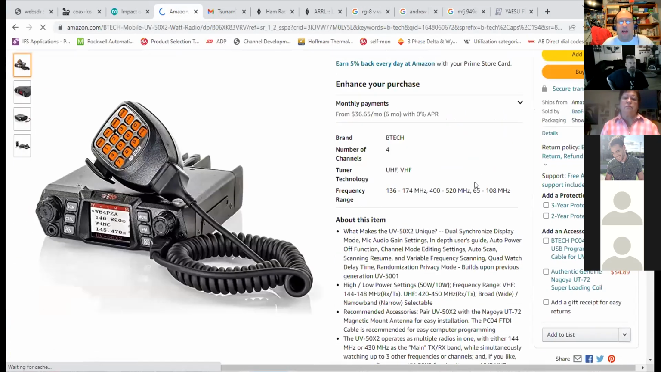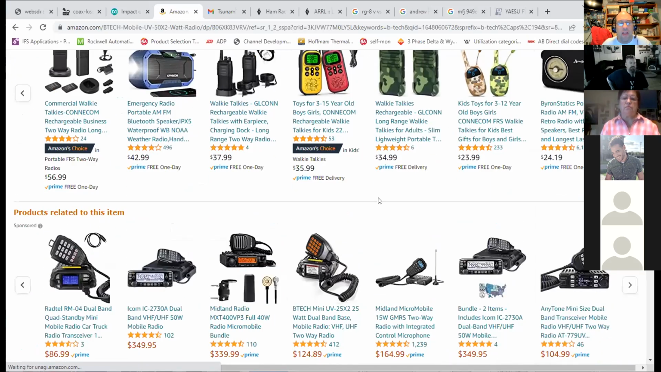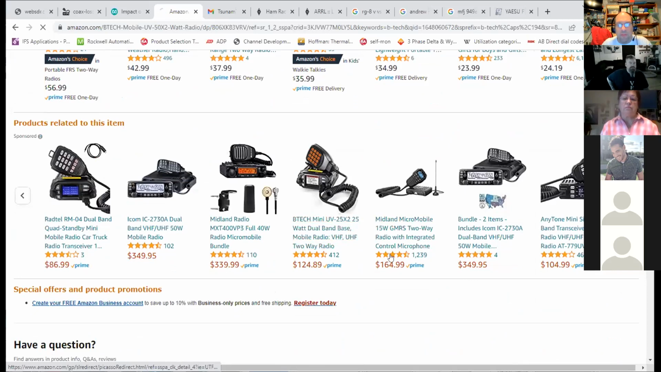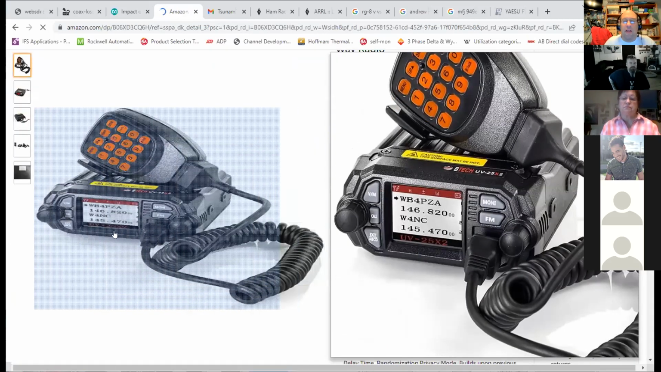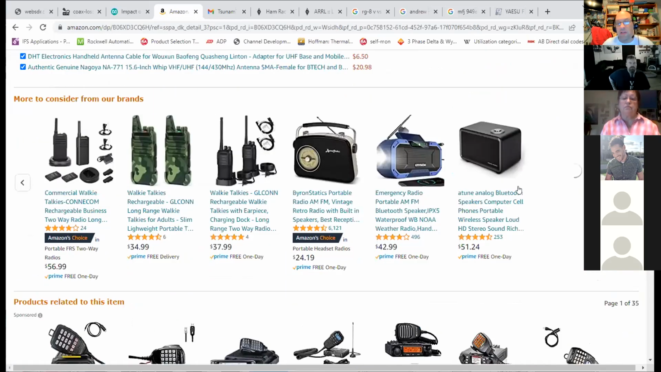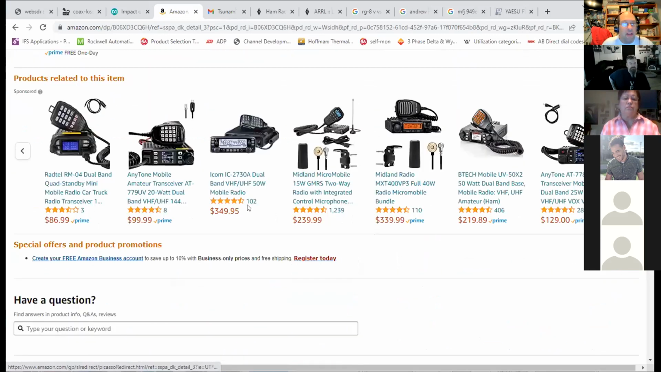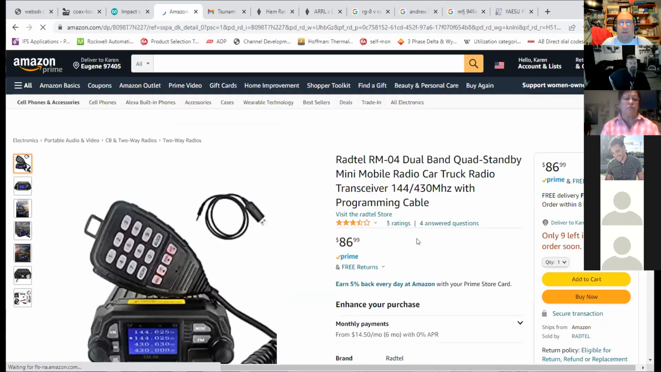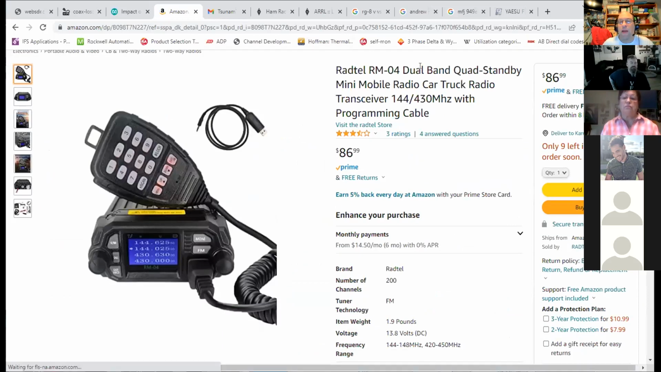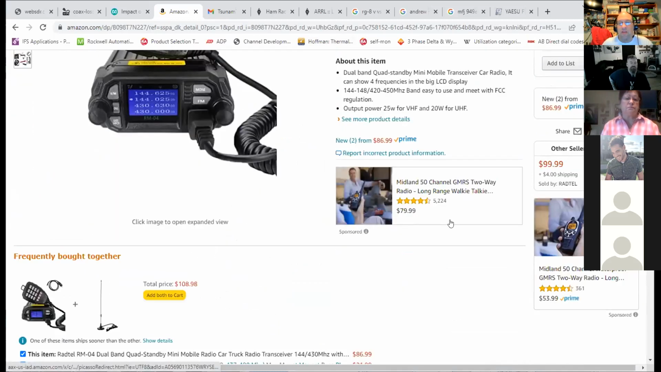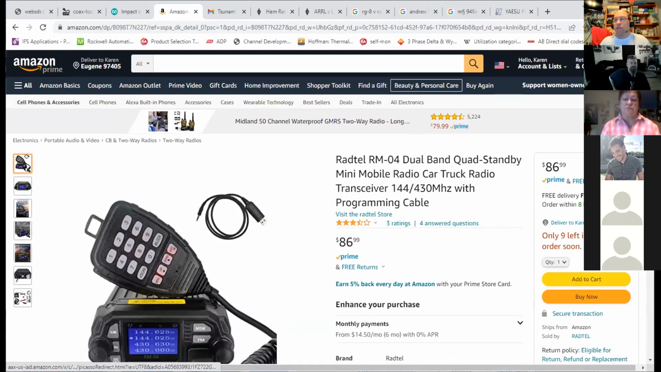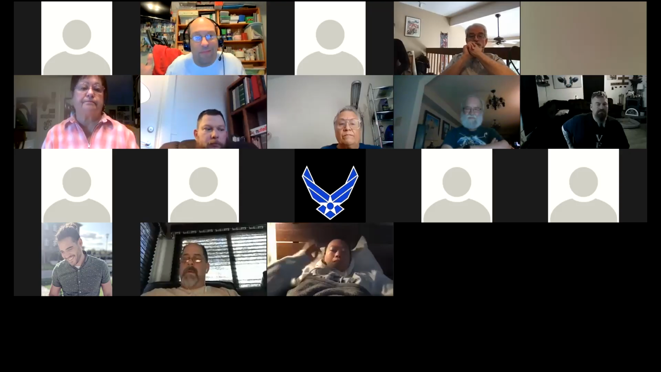I bought one of these for $100 for like a 4-band radio once. And like this, here we go. $125 for a dual bander that actually can receive, or even sometimes a 4-band radio, right? But again, you get what you pay for. Here's one by some company called Radtel, dual band quad standby, et cetera. And it's $86. So what's the difference between an $86 radio and a $300 mobile radio? Filtering. Yeah, it's filtering, and you basically get what you pay for.